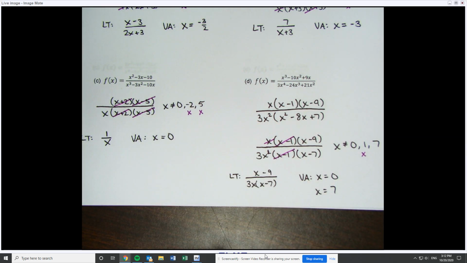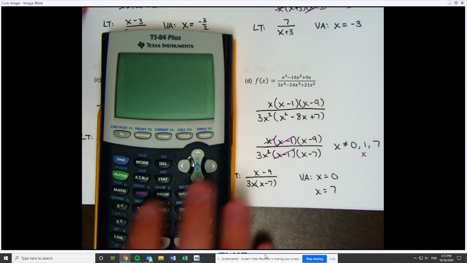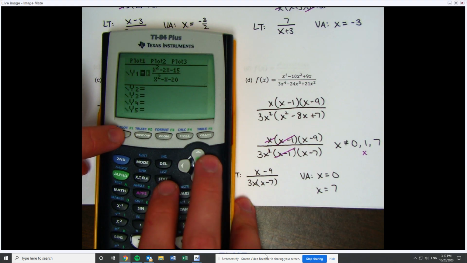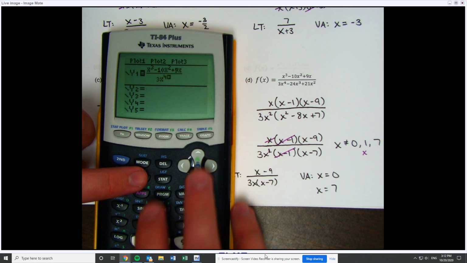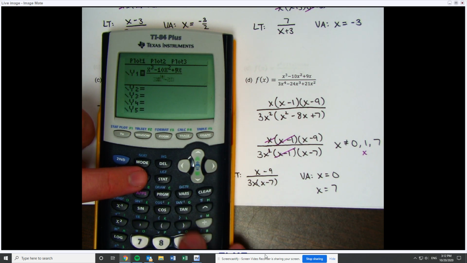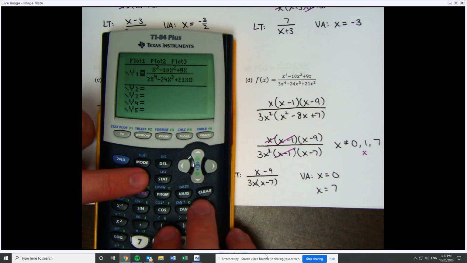So let's see here, what would be a good one? We'll look at this. So looking right here, I'm going to type in the function. I have x to the third minus 10x squared plus 9x divided by 3x to the fourth minus 24x to the third plus 12x squared.